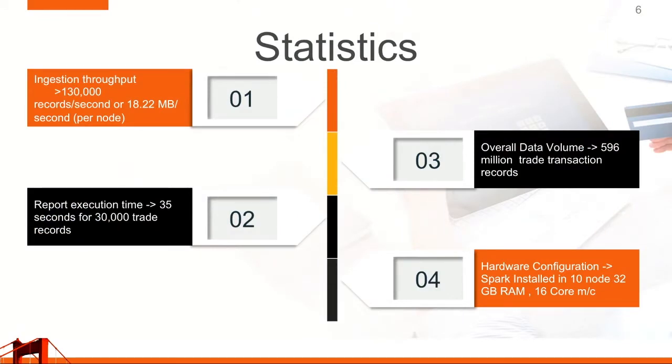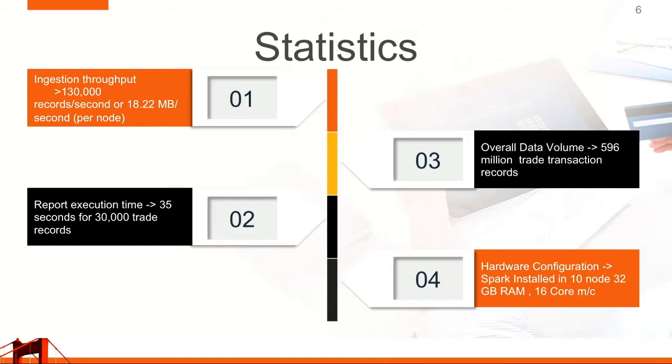So these are the statistics that we have. We have around 1.12 million records that we could ingest. The overall data volume, that is the history records against which we had to run the deduplication, was around 500 million, and the execution time for generating the end report was around 35 seconds.